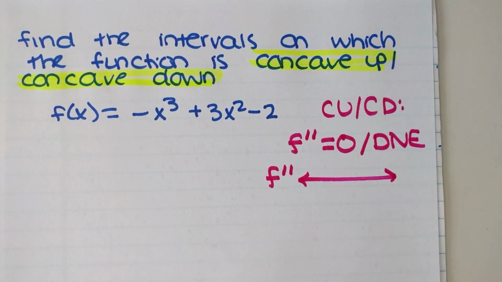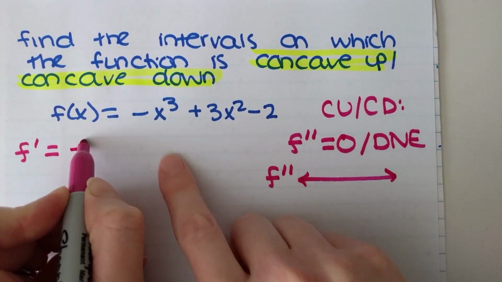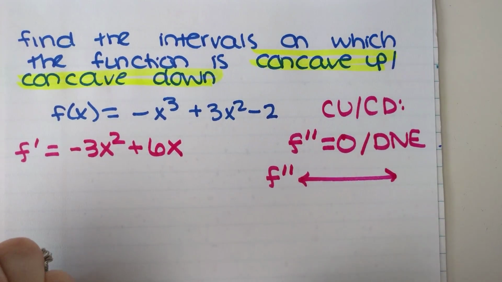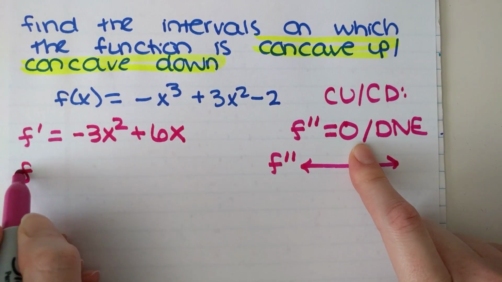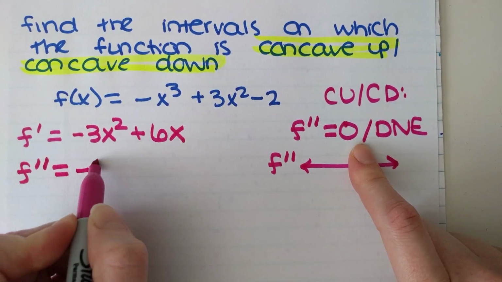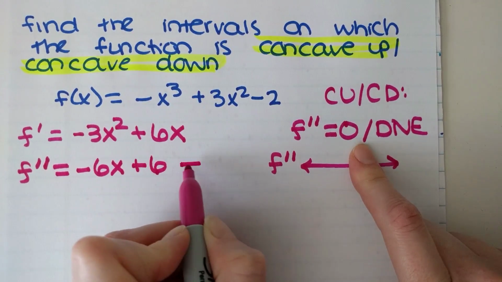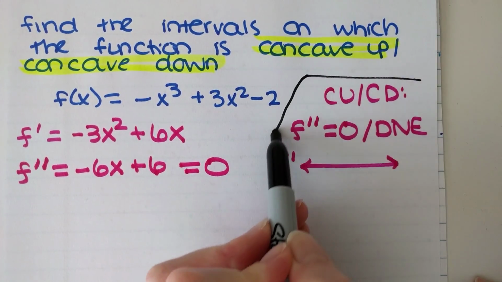Now, of course, to get to the second derivative, we first have to find the first derivative. So we take our first derivative, we get negative 3x squared plus 6x. Now remember, we're after the second derivative, where is that equal to 0? So we take our second derivative and get negative 6x plus 6. And that is what we set equal to 0 or does not exist. And remember, it's all about the second derivative.